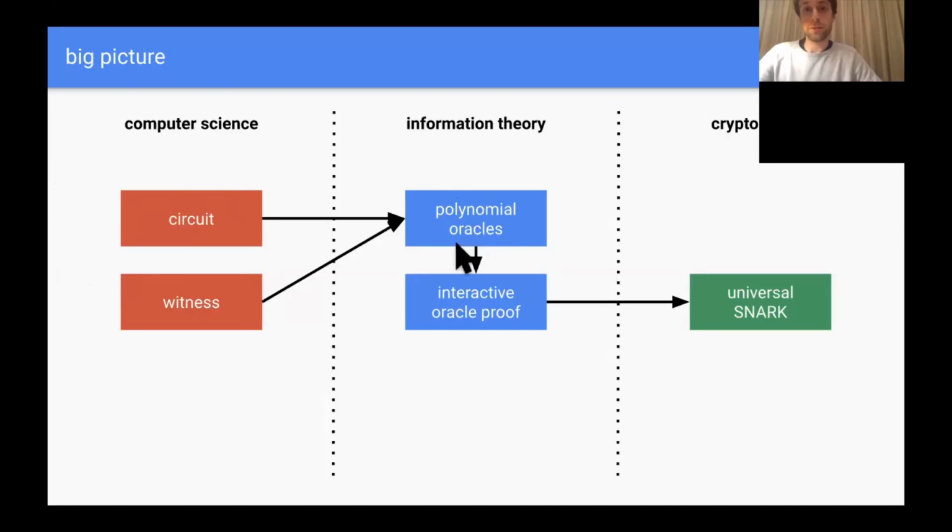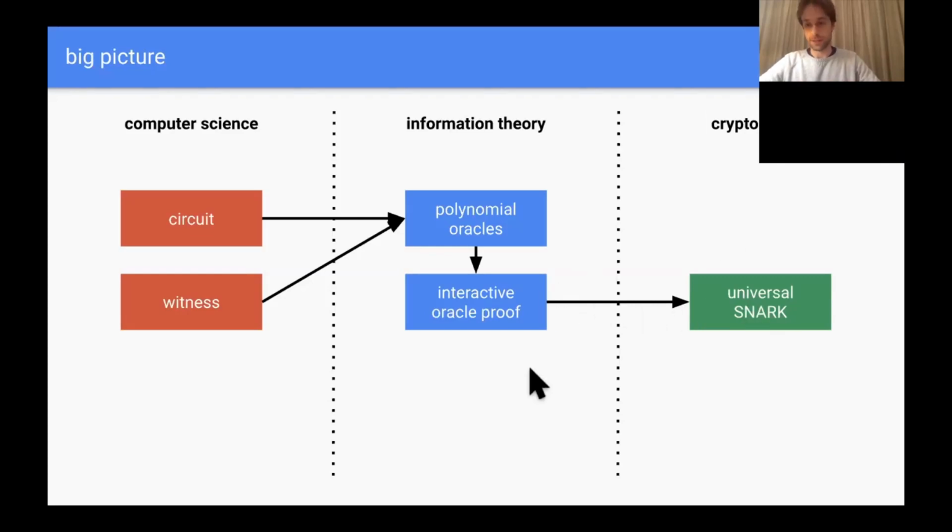And then the polynomial oracles interact with an interactive oracle proof. An interactive oracle proof is when you have a prover and a verifier, and they're talking to each other. The prover sends oracles to the verifier, who can query these oracles, and then the verifier can also send challenges, in the form of randomly sampled field elements, to the prover. So it's this interactive thing. And out comes the SNARK.